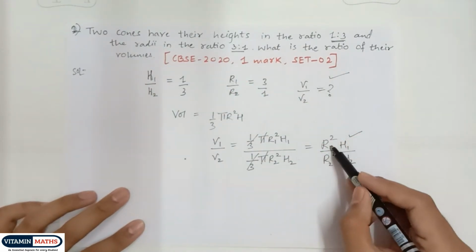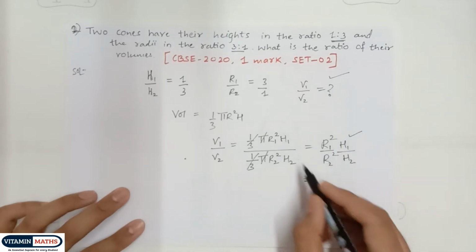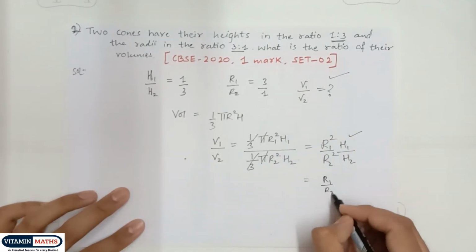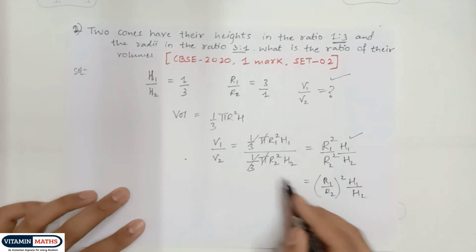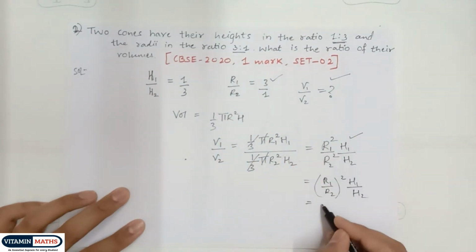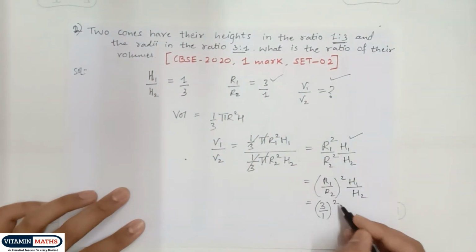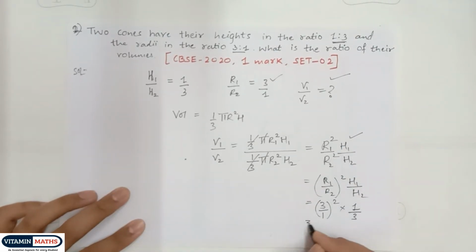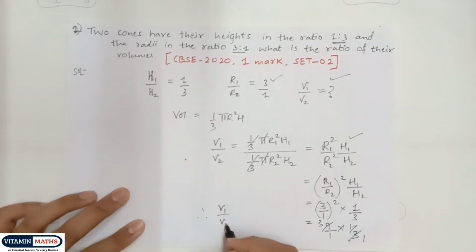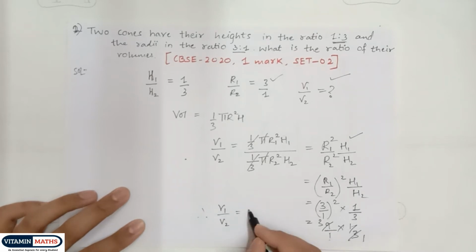So we need r1 square by r2 square. Just write this as r1 by r2 the whole square into h1 by h2. So what is r1 by r2? It is 3 by 1. So 3 by 1 the whole square into 1 by 3 is 9 by 1 into 1 by 3. So 3 1s are 3, 3 3s are 9. Therefore v1 by v2 is equal to 3 by 1. I hope you understood this.